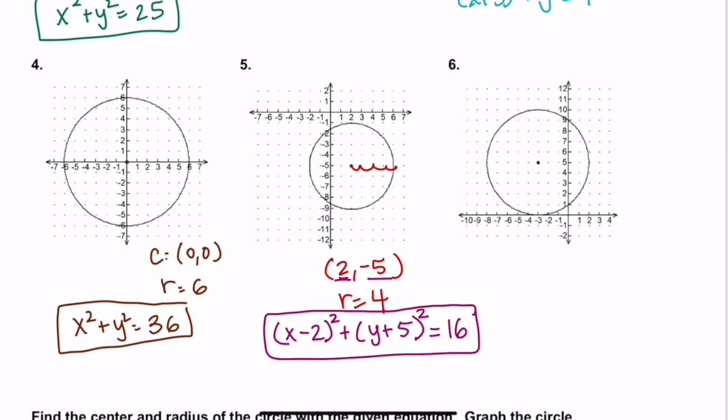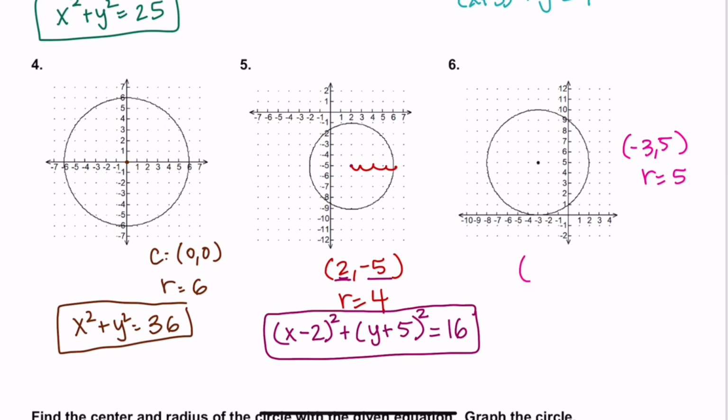On number 6, we want to find the center of our circle. It is at negative 3, positive 5. We're going to count our radius. Our radius from the center to the edge is 1, 2, 3, 4, 5. Our radius is 5. And you could have gone up, down, left, or right to find that.